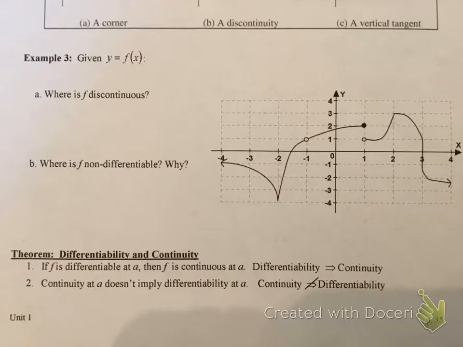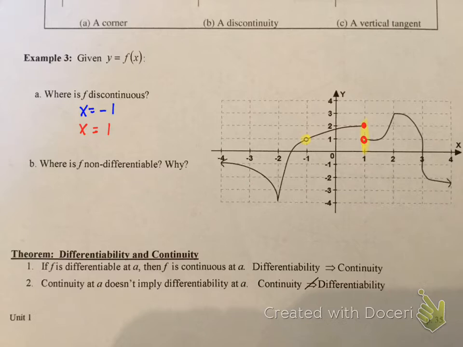Okay? So if we look at example 3, given y equals f of x, where is f of x discontinuous? And where is f non-differentiable and why? So let's look for discontinuity. Discontinuity means where we have jumps or something doesn't exist, right? So here's a point because I have a hole there. So we can write down x equals 1. That's one place where it doesn't work. So f equals -1. Also, x equals 1 is a problem child too because it doesn't exist at that point, right? So it's discontinuous where x equals 1.